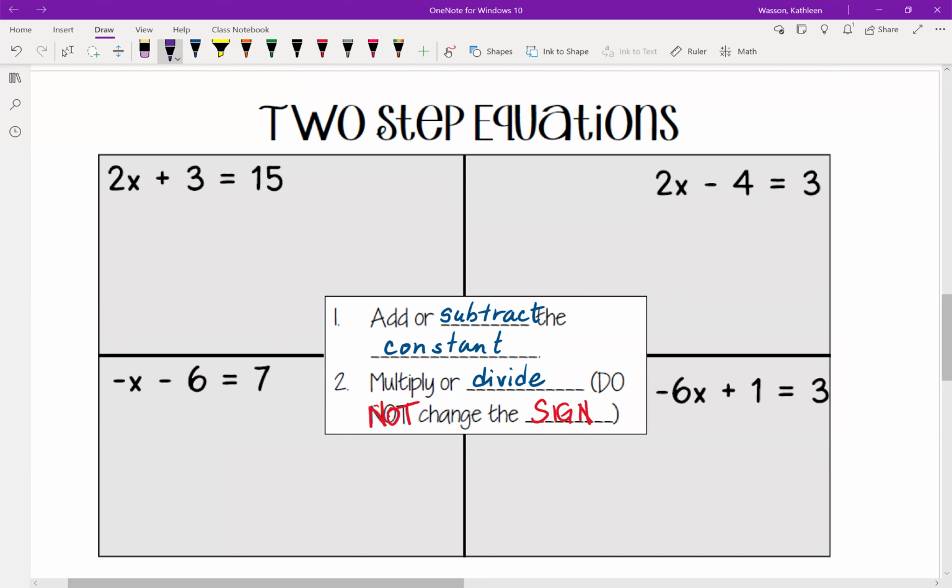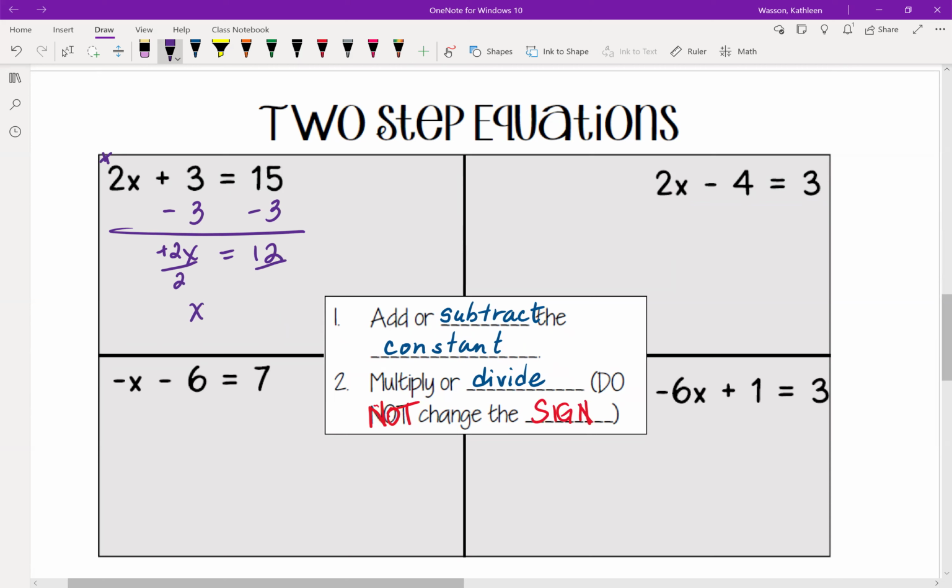For this first problem, I have positive 2x plus 3 equals 15. First, I'll add or subtract. So I have positive 2x plus 0 equals 12. These are multiplied together, 2 and x. So I'll divide by 2 to get x.